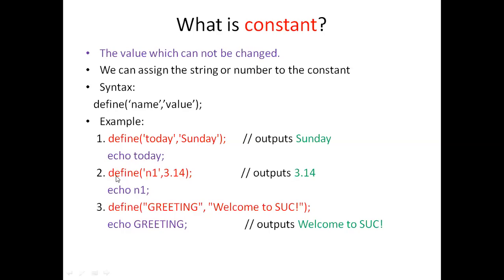And here, what is the define? These are numbers. The value of N1 equals 3.1. So when you echo N1, the answer will be 3.1. So these are the constant values. They cannot be changed. Okay, so let's go and run.